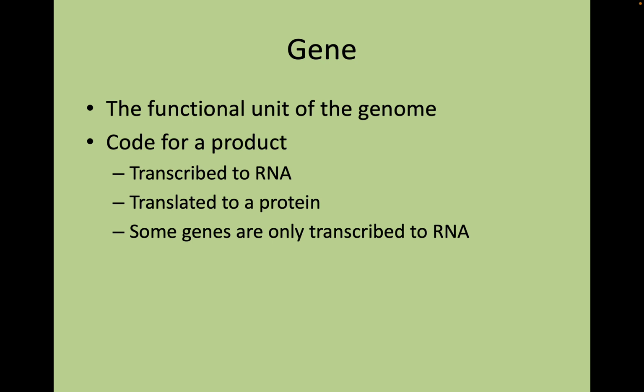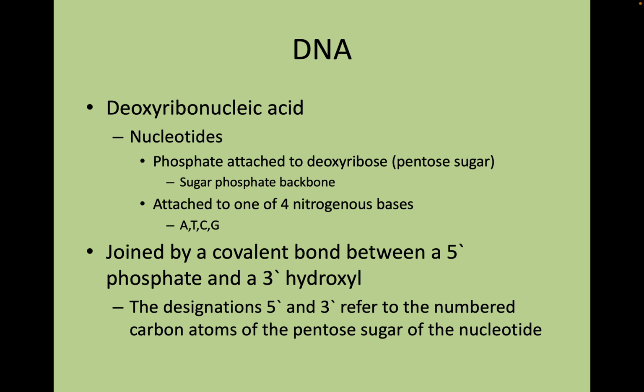A gene is a functional unit of the genome. They code for a product. So genes are transcribed to RNA and then translated to a protein. Some genes are only transcribed to RNA. Not every A, T, G, or C in the genome codes for a gene product. So genes are special parts of the genome that actually code for protein products.